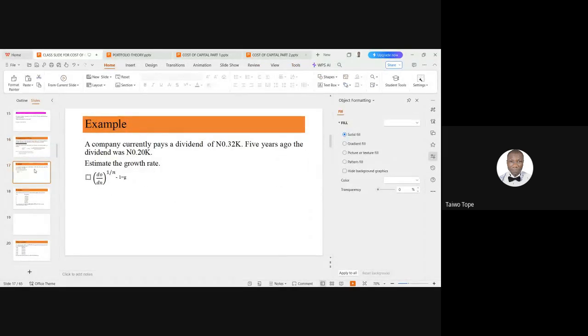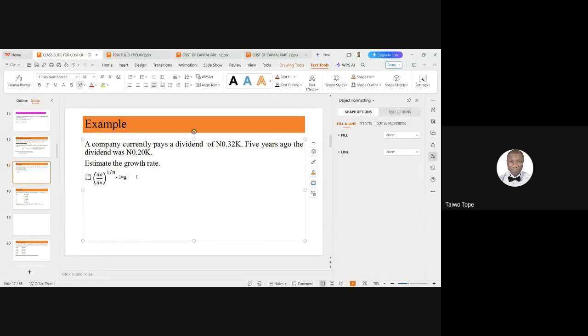Let's see this example. A company currently pays a dividend of 32 kobo. 5 years ago, the dividend was 20 kobo. Estimate the growth rate. Now, what will be the growth rate using this approach?